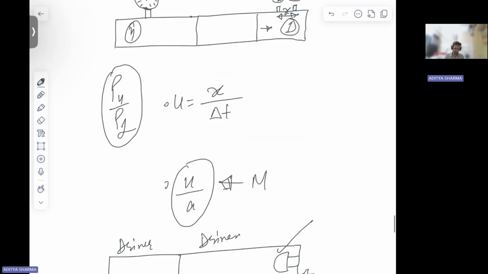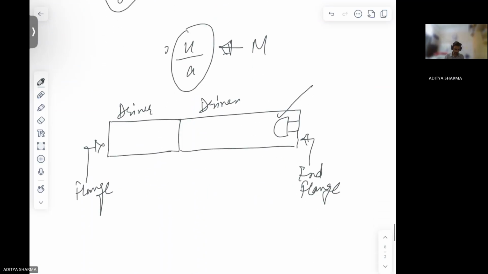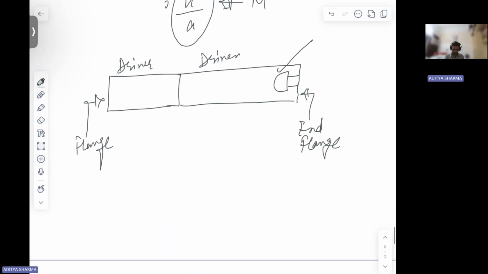So such studies can be done. And then there are unconventional uses of shock tube also, right? In these unconventional uses, one is to use your shock tubes for underwater blasts. That is what I'm basically studying. So this is about your shock tube.